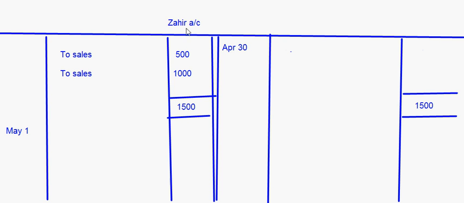Now Zahir account, these are the transactions, two sales here. So the debit side is higher than the credit side. So credit side will have the balancing figure, closing balance by balance carried down, and here it will be 1500, as there is nothing there, right, on the credit side. So you'll have to balance brought down, and this is 1500. So Zahir account has a debit balance of 1500.